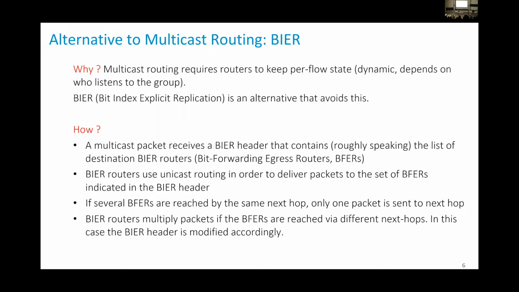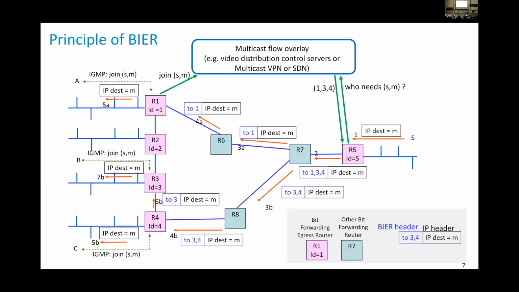So that's the first thing that was not very much accepted many years ago. So how to forward this packet will be using extra information. This BIER header essentially says which routers this packet should be delivered to. Let me illustrate this on an example.